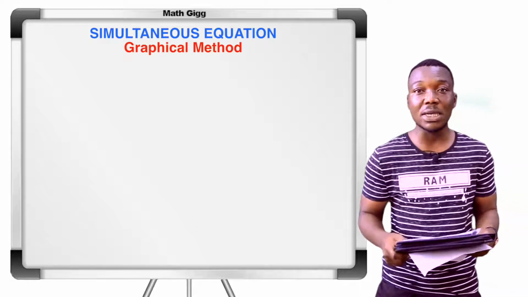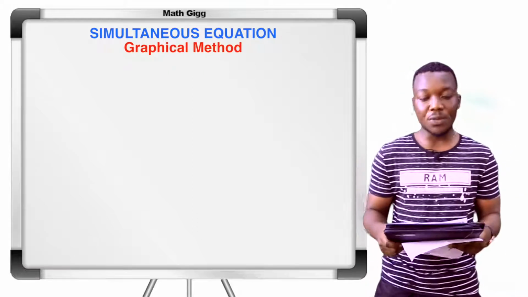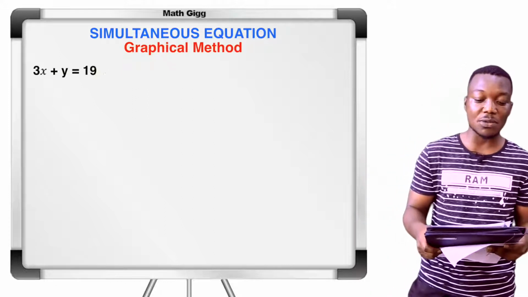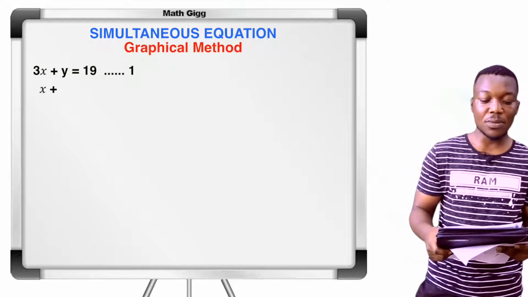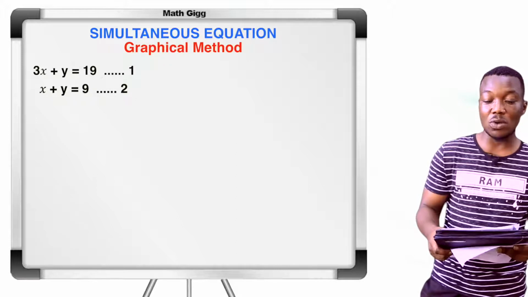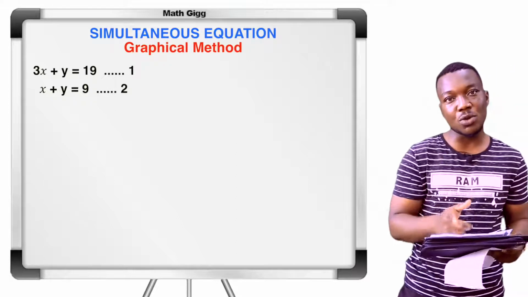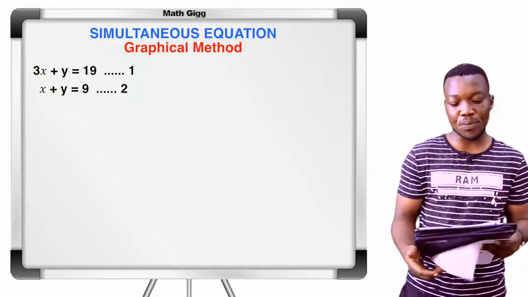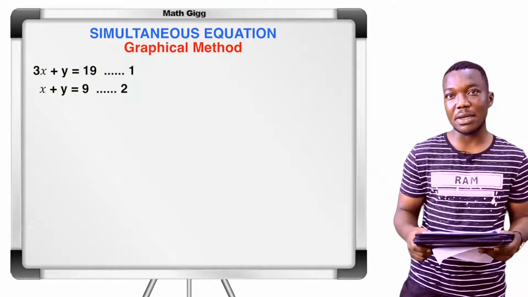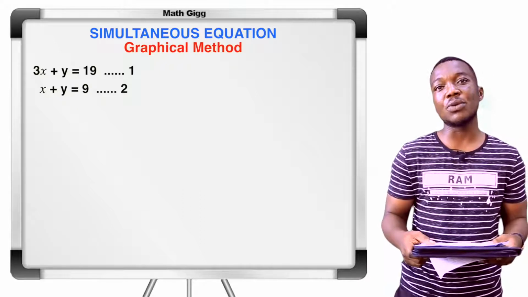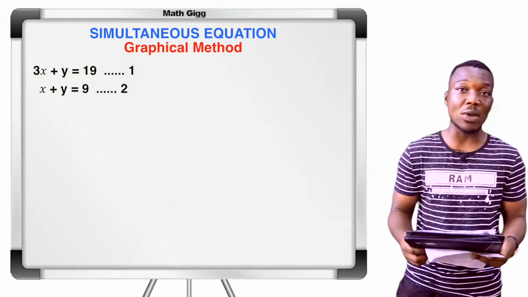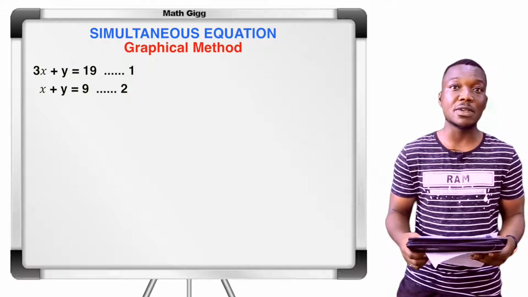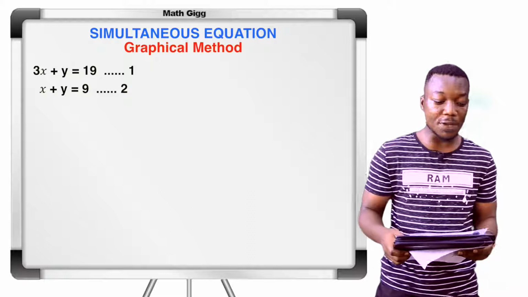Now we are going to pick a question and then see how best we solve it. For the first equation, we have 3x plus y is equal to 19. The second is x plus y is equal to 9. So the first step is to name the equations and then we begin. Now we are going to use the intercept method. What do I mean by that? It means we are going to find the corresponding values for y or x when we make one of them 0. So first of all, let's pick the first equation.